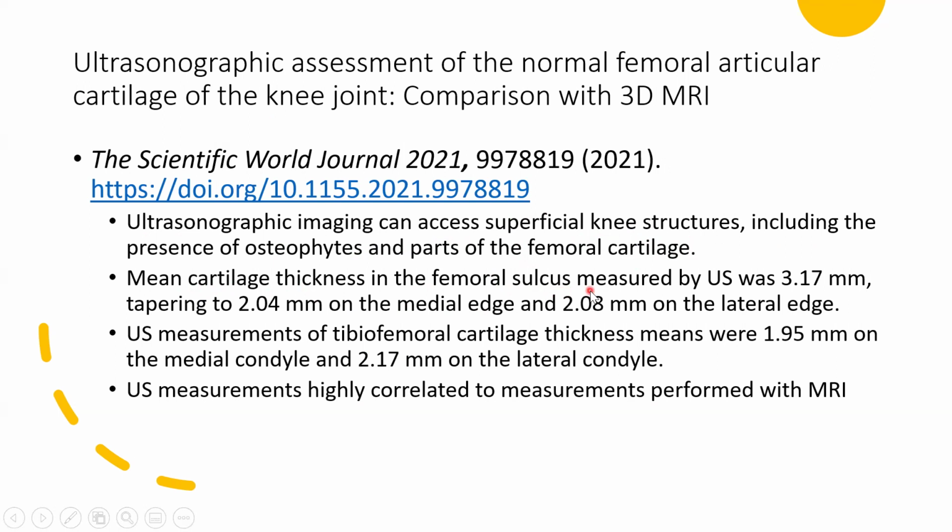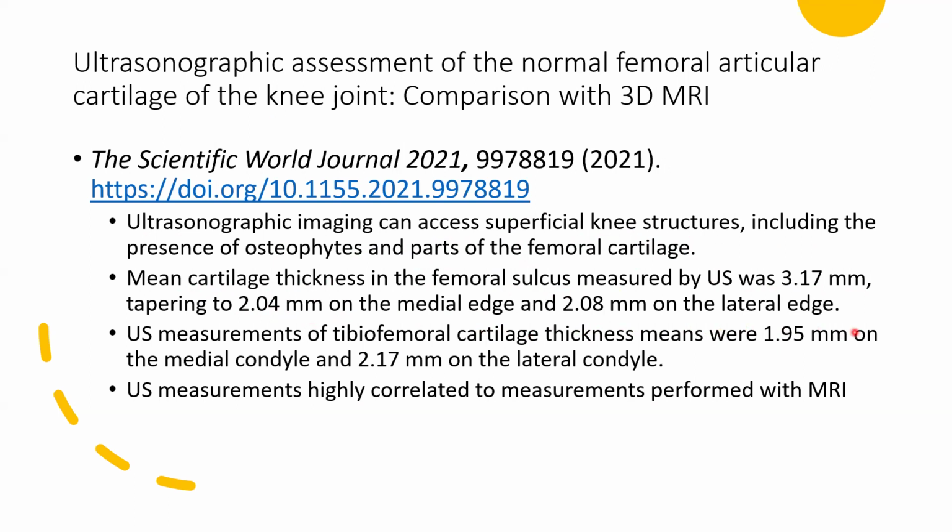When you do get a good look at the femur, typical cartilage thickness in the femoral sulcus, where the patella tracks in that groove, was about 3.17 millimeters. And then from there, it tapers down to about 2.04 millimeters on the medial side, 2.08 millimeters on the lateral side. Remember, these are both averages. So if you have a larger person, it'll probably be a little thicker. If you have a smaller person, a little thinner.